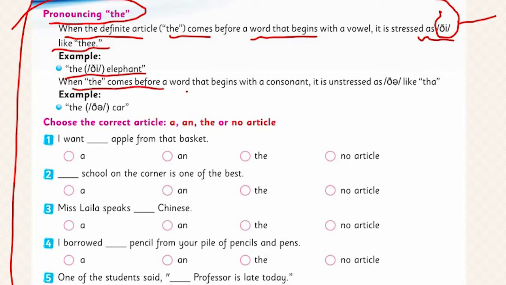When the comes before a word that begins with a consonant, it is unstressed as the. Like the. Example is the car, the bed, the ghost.